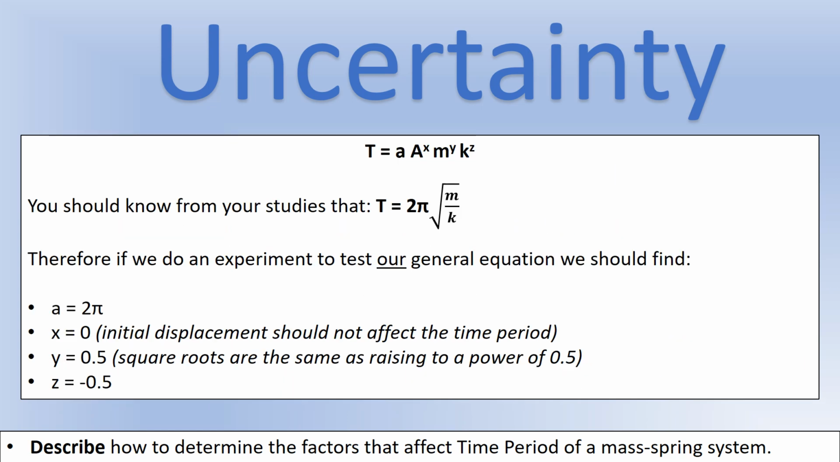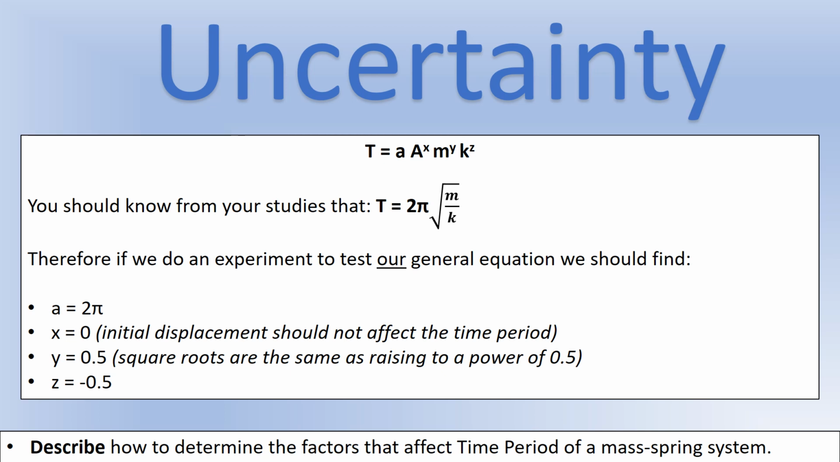We know that the equation should be time period is 2 pi times root m over k. That's what you learn about for mass spring systems. So when we do an experiment, we should find out our value of a is 2 pi. We should find out x is 0 because amplitude isn't in the equation. We should find out y is 0.5 because it's square root. Time period is proportional to square root m, and we should find z is minus 0.5 because time period is directly proportional to 1 over root k. So that's what we should find.